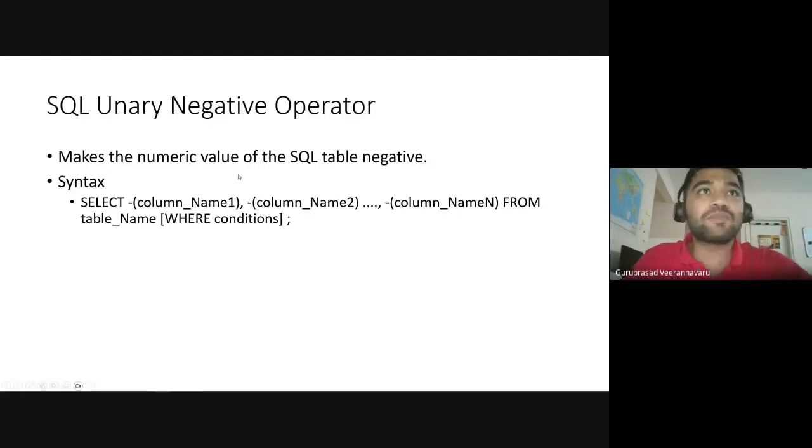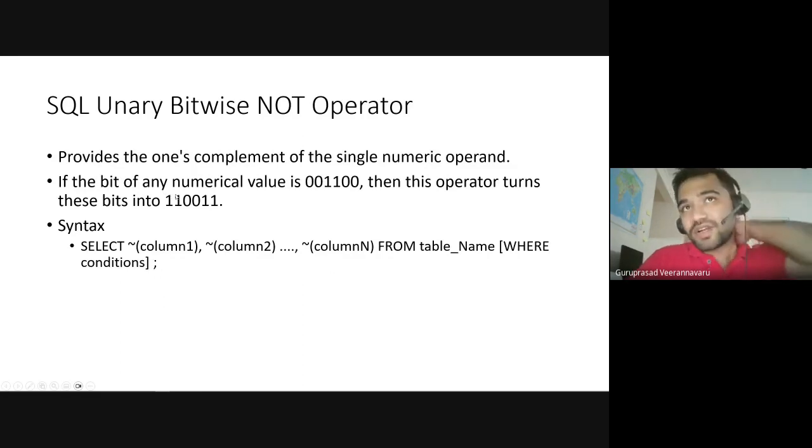Positive is you just add plus in front of the name and the values stay positive. Unary negative is you add minus in front of the name, and whenever they are positive, it becomes negative. So bitwise not, what it does is it gives you a complement. So let's say there is a number.